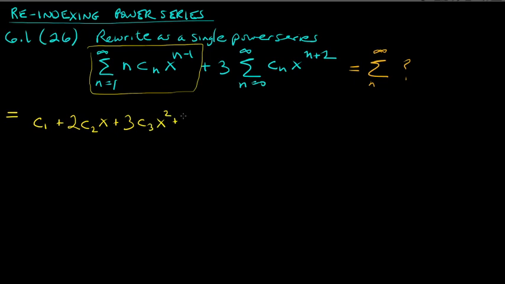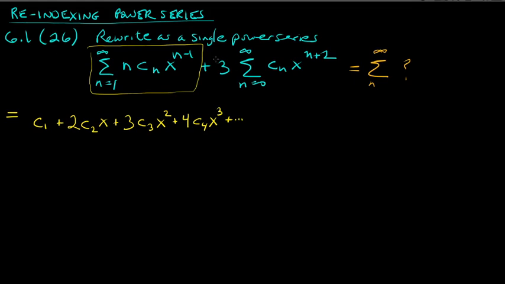Let's go on to the fourth term. When n is 4, we get 4 times c4 times x to the 3. And one more. I'm going to run out of space, so we'll leave it at that. Plus dot, dot, dot.